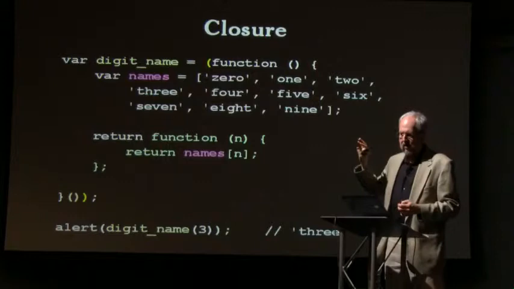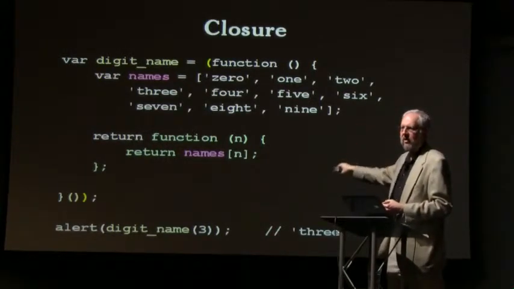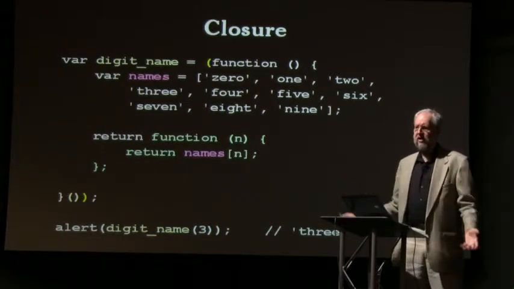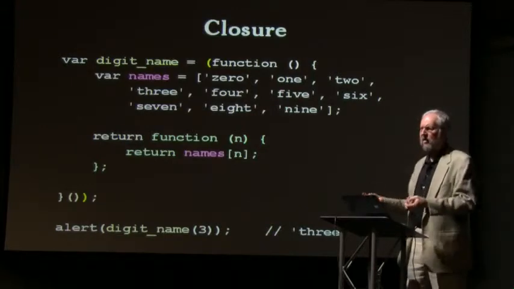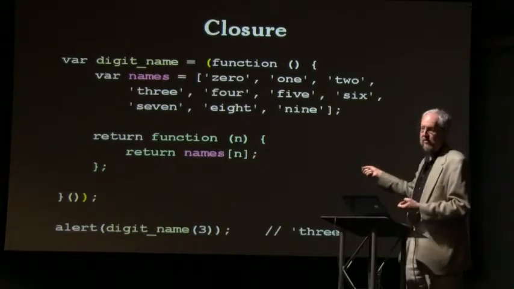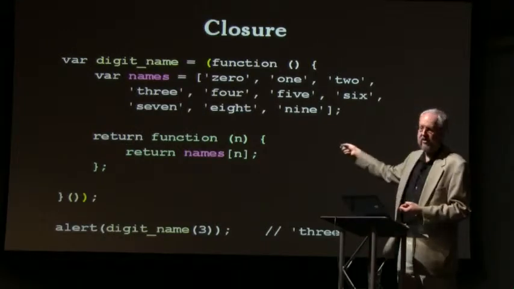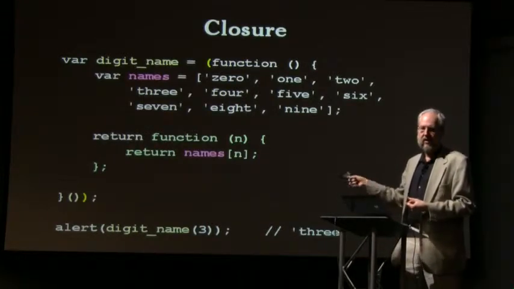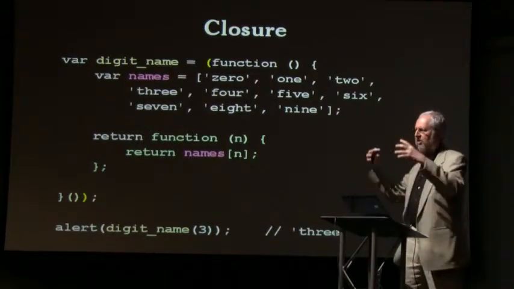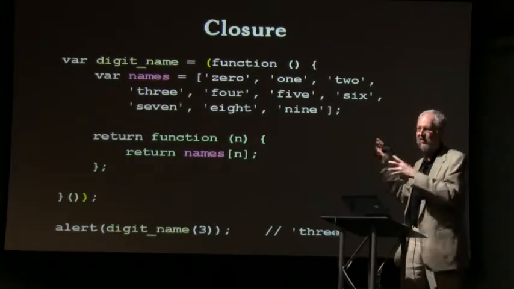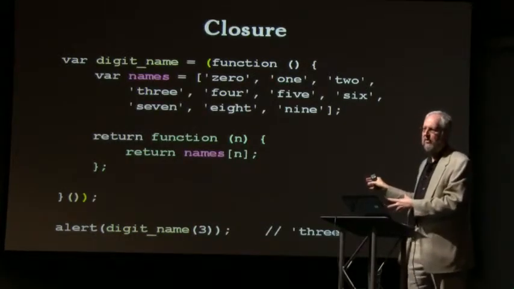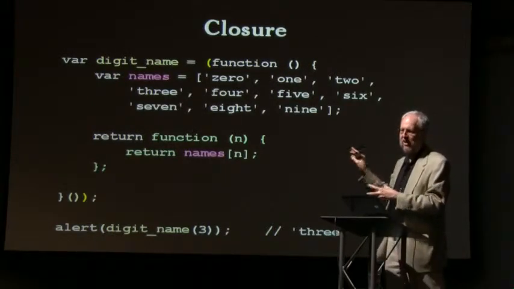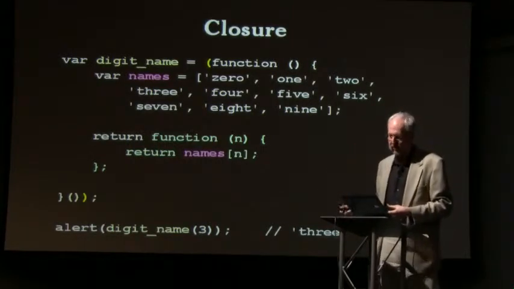So we assign the return value of the outer function to digitName. The outer function has now returned. DigitName now contains a function, which is the green function, and that green function still has access to names, even though names is a private variable of a function that's already returned. That's closure. That one function closes over the variables of another function. And this turns out to be one of the most important features in JavaScript. This is the thing that it got amazingly right. And this is the thing that makes JavaScript one of the world's brilliant programming languages.